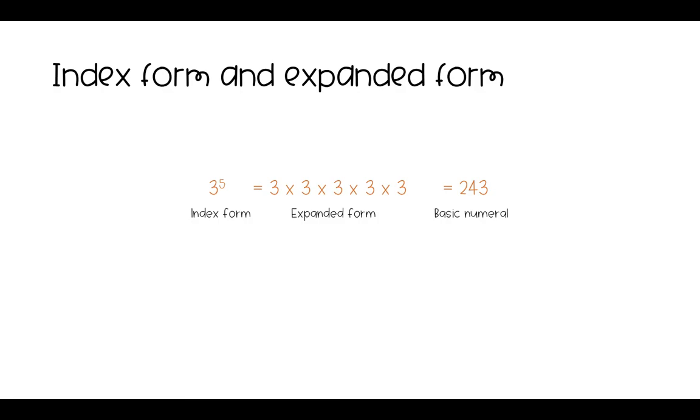Now, it's important that you don't make the mistake of converting from index form to expanded form by saying 3 times 5. 3 times 5 is 15. It's not the same thing. We're saying here that 3 occurs 5 times. Okay, so don't make that mistake.